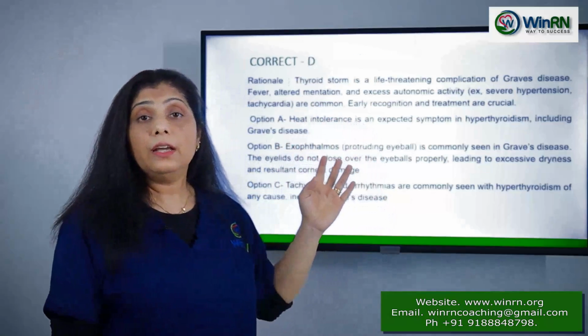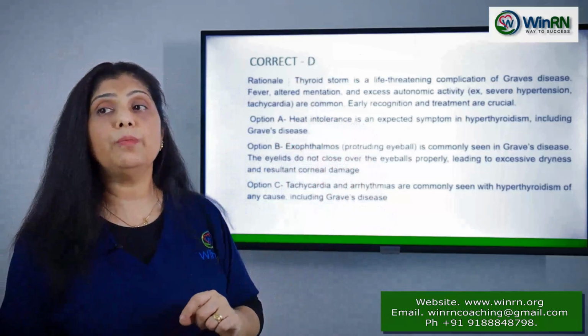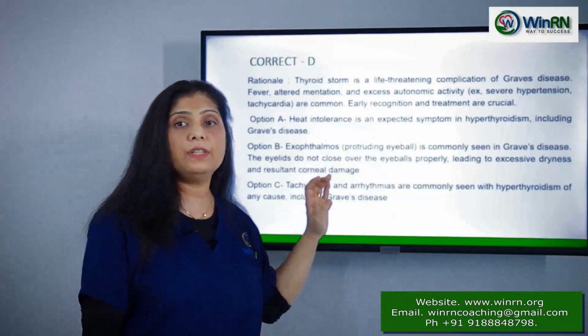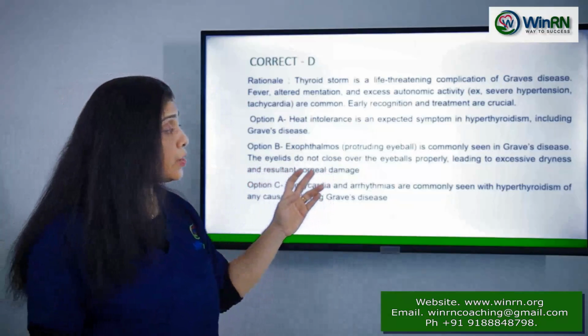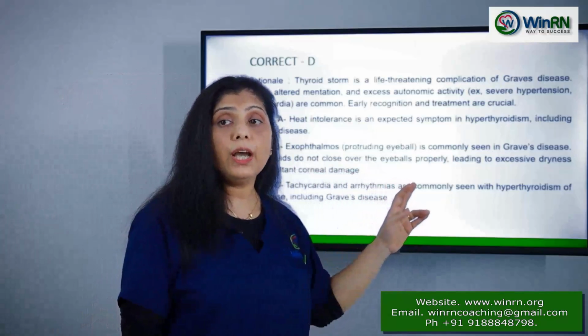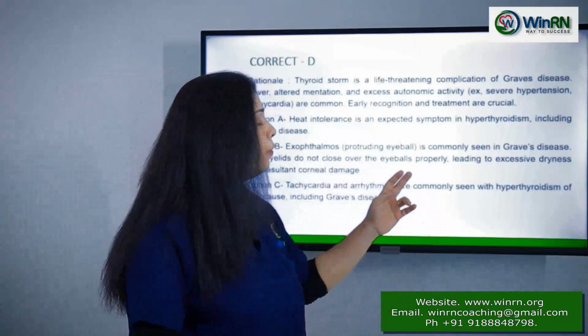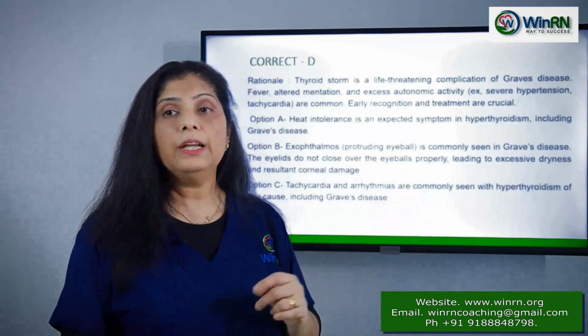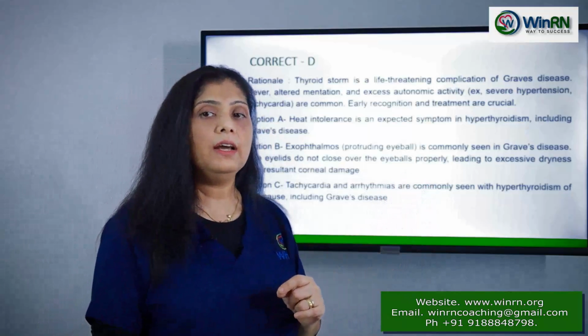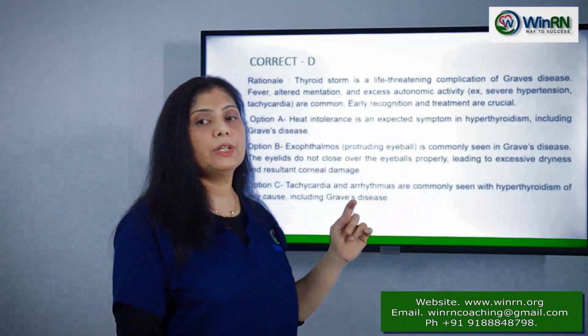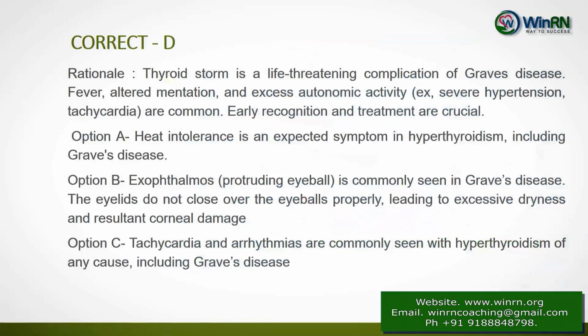Option A, heat intolerance, that is an expected symptom of hyperthyroidism including Graves' disease. Option B, exophthalmos or protruding eyeball, that is common in Graves' disease. The eyelids do not close over the eyeballs properly, leading to excessive dryness and resultant corneal damage. And option C, tachycardia and arrhythmias are very common in hyperthyroidism of any cause including Graves' disease. So correct option is option D.